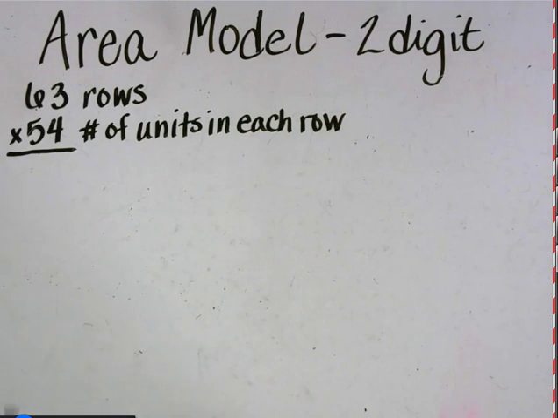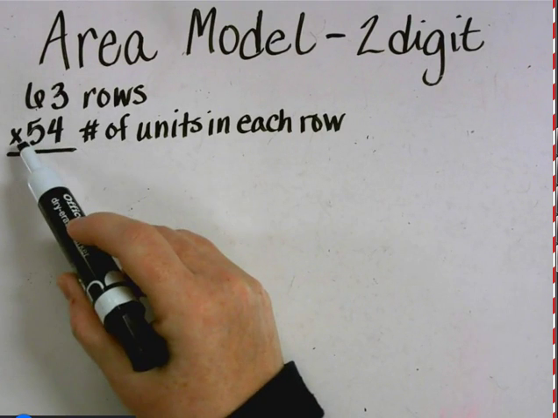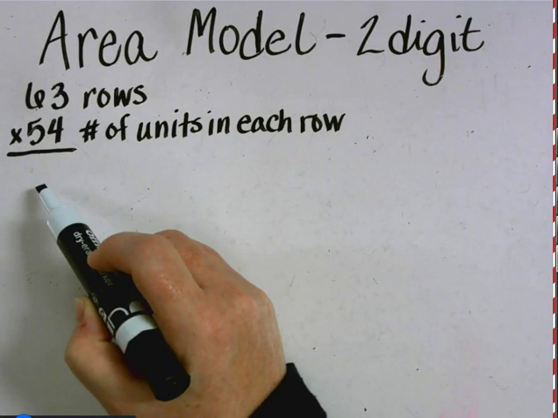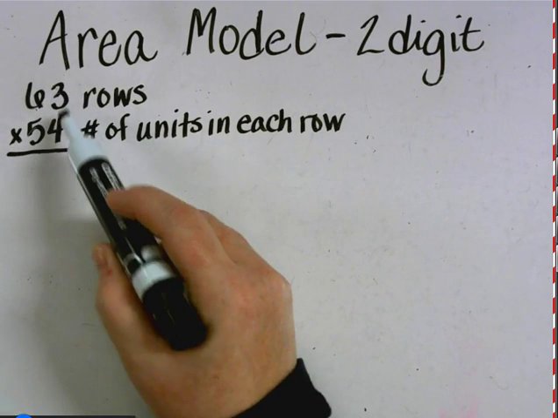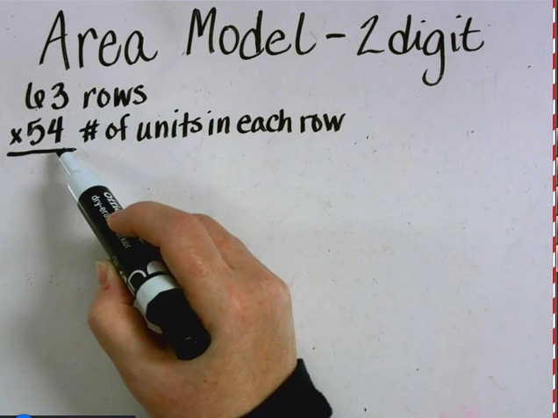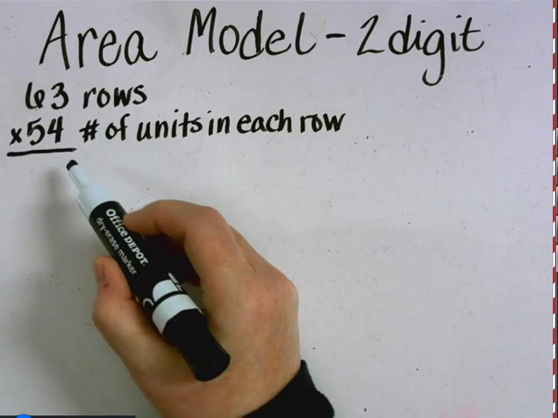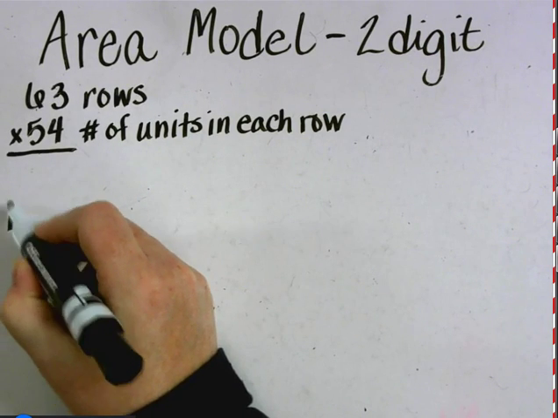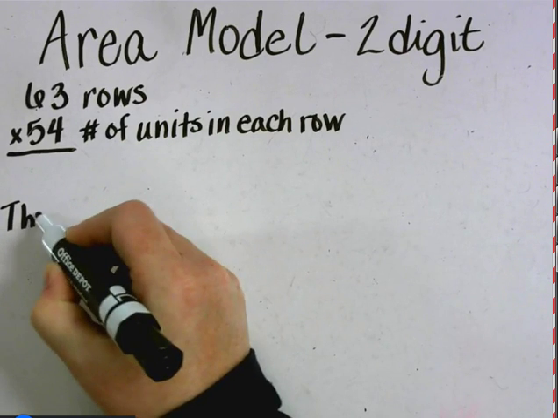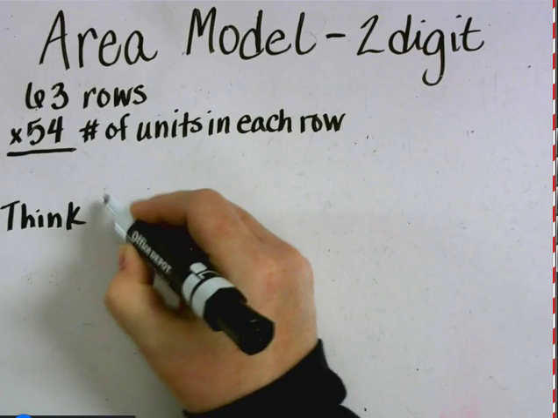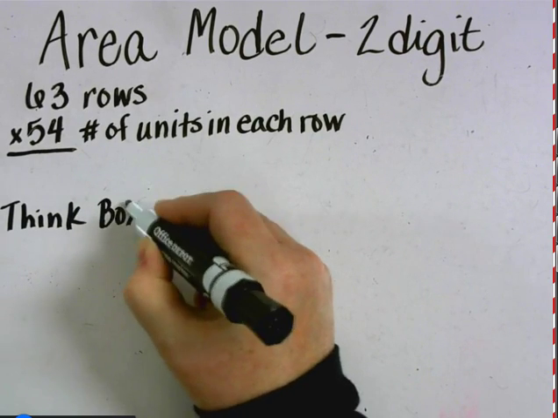Now that I've considered what I'm doing is multiplication, I have to consider how big my product will be after I multiply the two factors of 63 rows and 54 units in each row. I'm going to do that using a think box. You can use this think box throughout the problem as you're solving each one of the products. I'm going to use it to help me estimate to start.